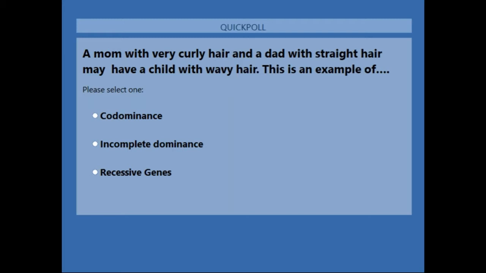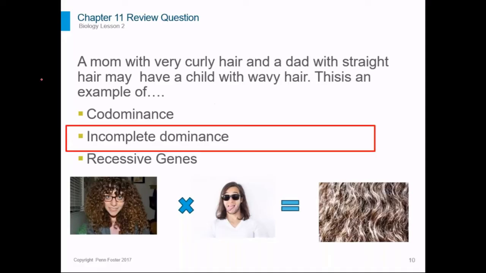So incomplete dominance is the correct answer. That's what we get when we have a blend somewhere in between the two extremes. So we have really curly, really straight, and then the result is wavy. Okay, it's somewhere in between. It's not as curly as the mom's, it's not as straight as the dad's, it's in between. So the hair is consistently wavy. So the whole organism is somewhere in between mom and dad. So that is incomplete dominance.